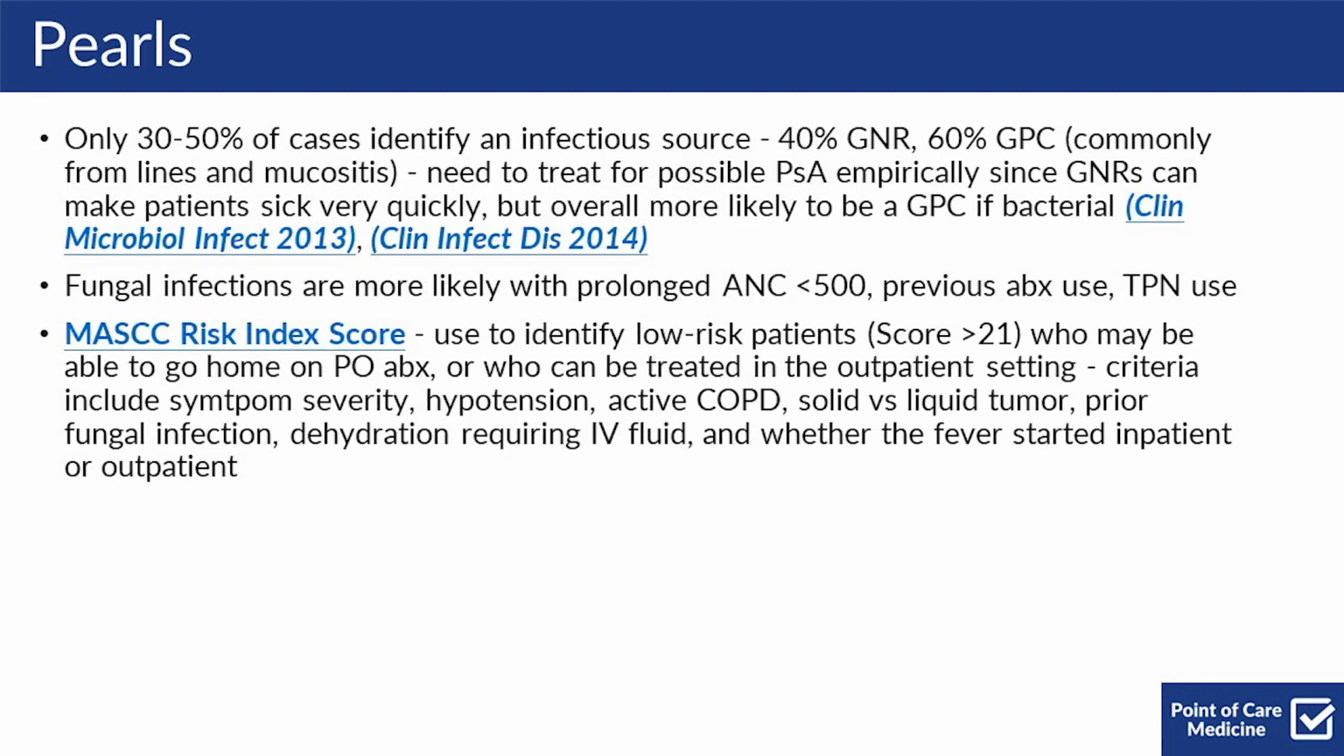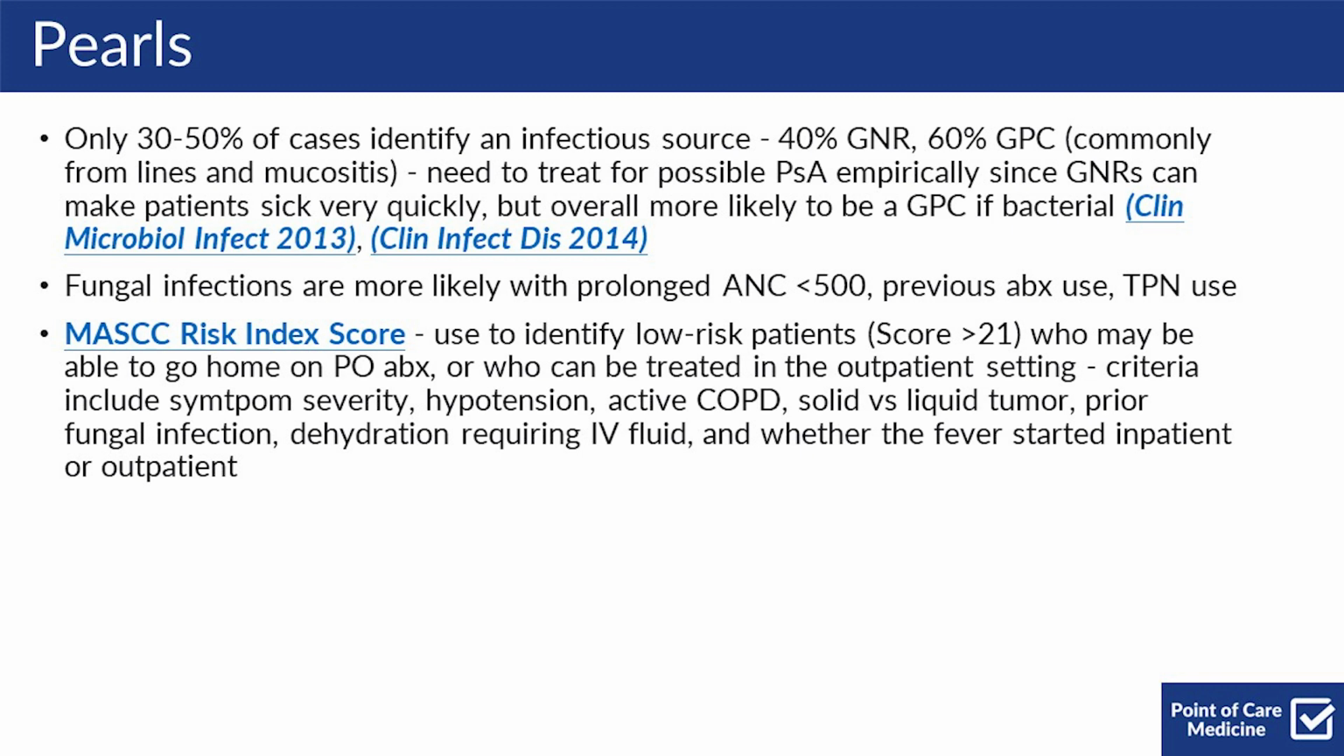Some pearls to consider. Only 30% of cases of neutropenic fever actually ever identify an infectious source. Of those that do, 40% are GNRs, but 60% are GPCs, and those commonly come from lines and mucositis. And so you need to treat for possible Pseudomonas empirically, since GNRs can make patients very sick very quickly. But overall, if you do find an infectious source, it's actually more likely to be GPCs. Fungal infections are more likely when you have a prolonged ANC less than 500, you've used antibiotics previously, or you're using TPN.